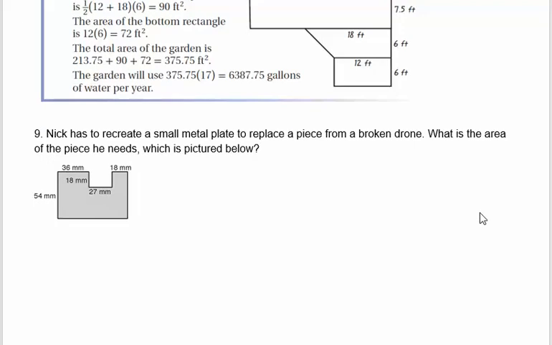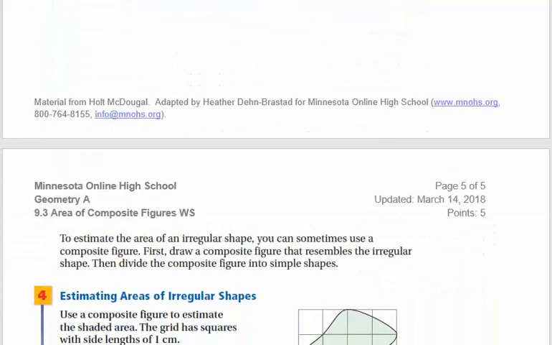This problem is easier than that one above. It says Nick has to recreate a small metal plate to replace a piece from a broken drone. What is the area of the piece he needs, which is pictured below? You just need to find the area of this. You do not need to find the area of this little piece, which I've seen some students do. However, you could find the area of the big rectangle and then subtract that little piece, or you could divide this up into 3 rectangles and add them together. So this is really no different than the problems you've already done, 1 through 8.